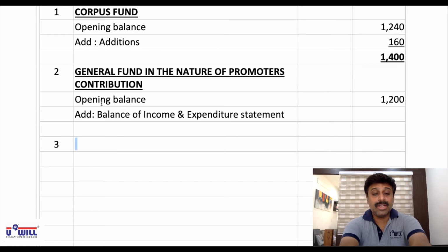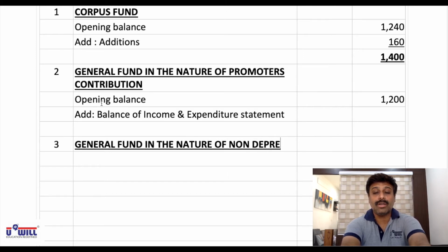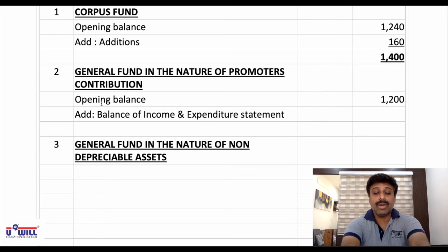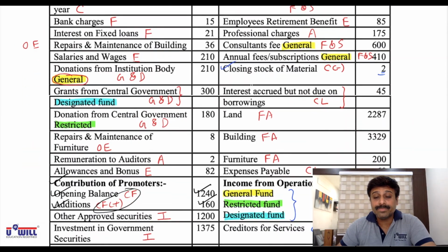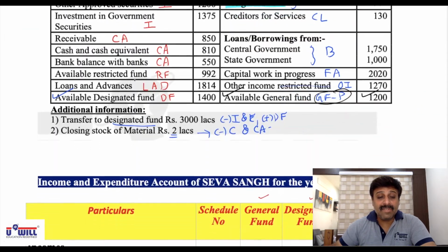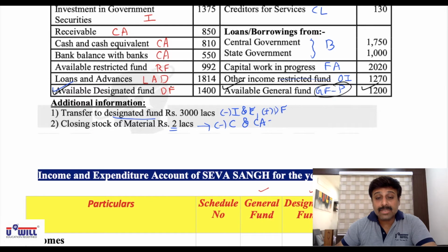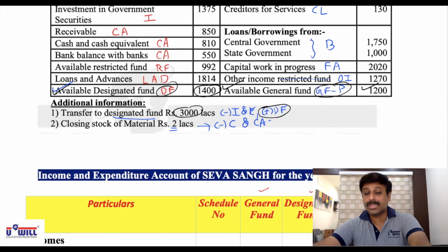Third is general fund in the nature of non-depreciable assets. We don't have in the question GFNDA marked item. We don't have, so nil. Then fourth, what we will have is after general fund, designated fund. DF marked items. Let us see designated fund, DF marked items. This available designated fund is 1400 and in that we have to transfer 3000 rupees. So 1400 plus 3000.